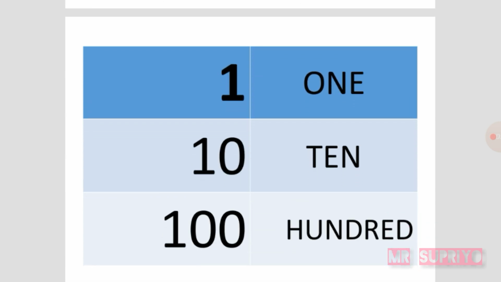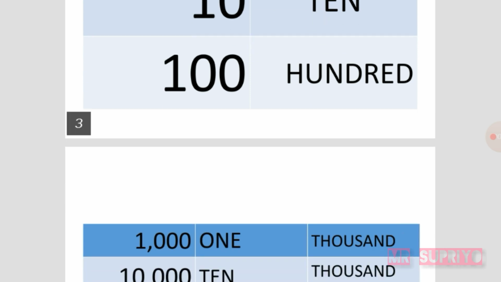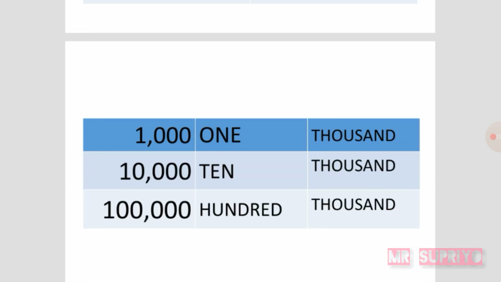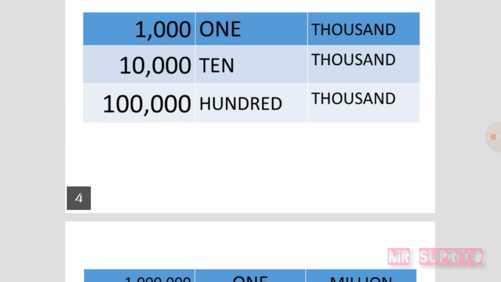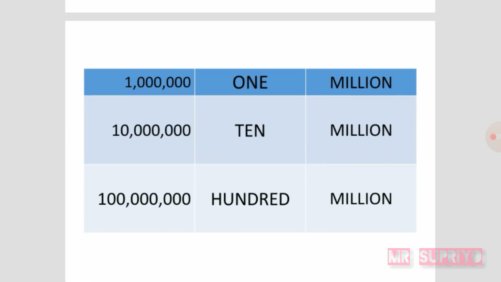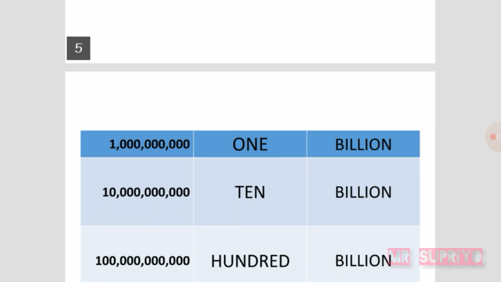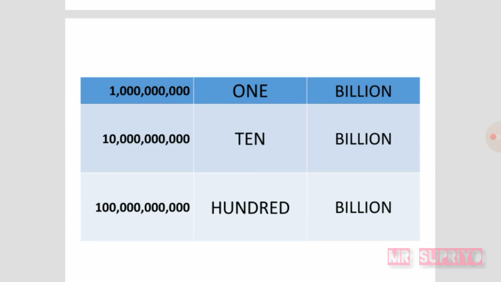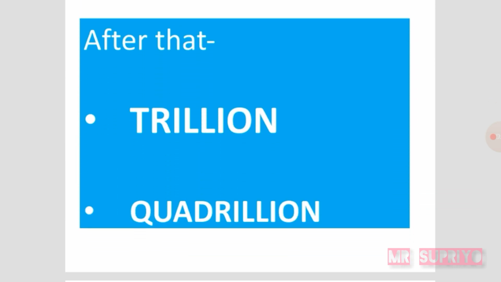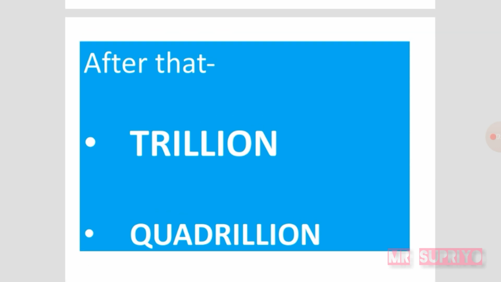1, 10, 100. After that, 1000, 10,000, 100,000. Next, 1 million, 10 million, 100 million. Next, 1 billion, 10 billion, 100 billion. After that, trillion, quadrillion. To remember international place value chart, we have some tricks.